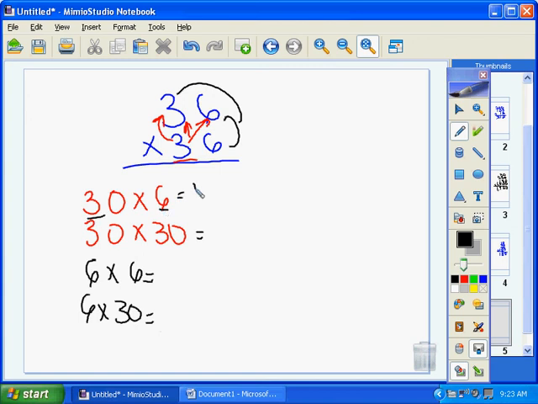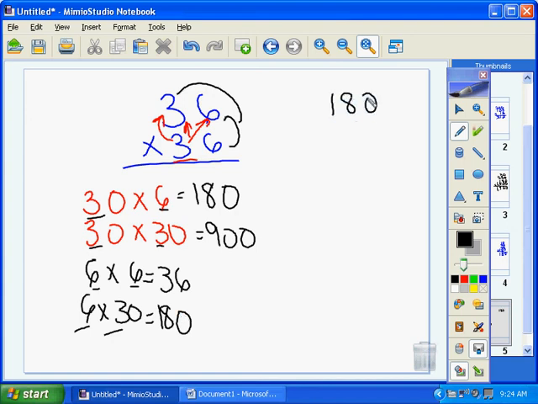So I know 3 times 6 is 18, add a 0. 3 times 3 is 9, add 2 zeros. 6 times 6 is 36. 6 times 3 again is 18, and add 1 zero. So again, I need to take all these numbers and add them together. So I have 180 plus 900 plus 36 plus 180.